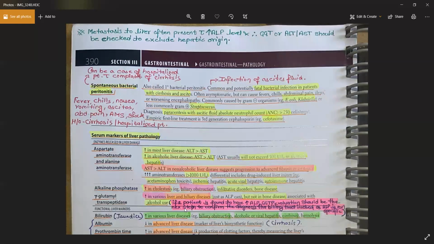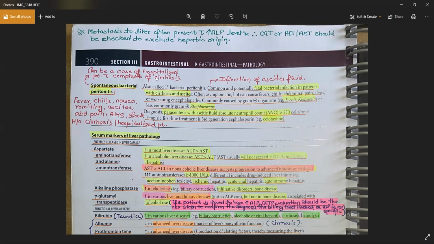Okay, so now let's discuss spontaneous bacterial peritonitis. As the name suggests, it is a peritonitis, which means inflammation of the peritoneum. And you know that whenever there is inflammation of the peritoneum, the patient will always present with guarding and rebound tenderness. Yes.